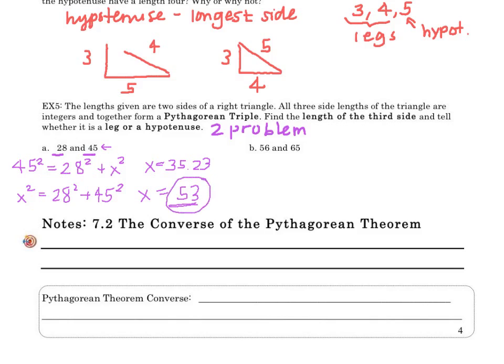Now, I need to also decide whether it is a leg or a hypotenuse. So let's look at our original equation that we set up. Did we put that unknown side in for the leg? Well, here are the legs. Those are our known sides. So our unknown side was the hypotenuse. So then we also tell our reader, that's the hypotenuse.